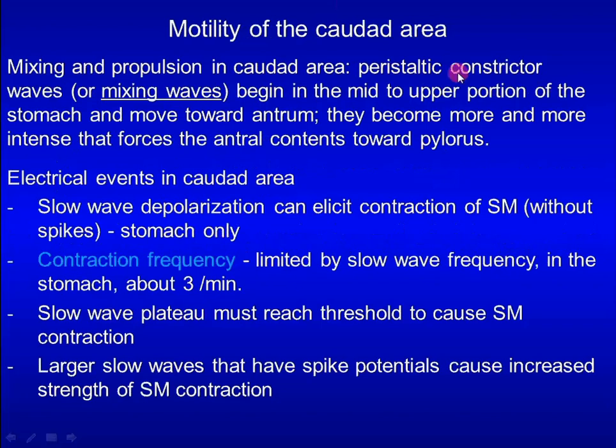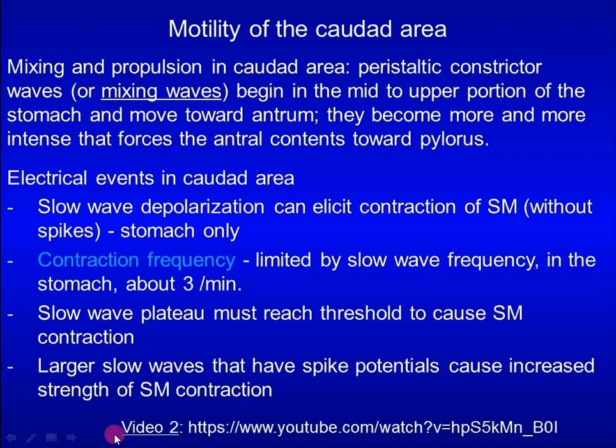peristaltic constrictor waves or mixing waves begin in the mid to upper portion of stomach and move towards the antrum. They become more and more intense, which forces the antral contents toward the pylorus. This process is better represented in a video. This is video 2.